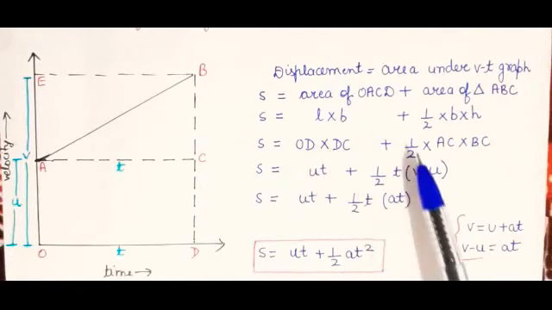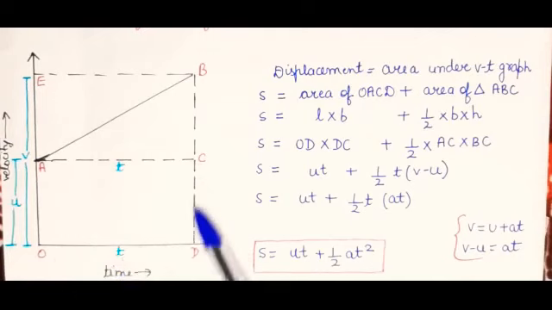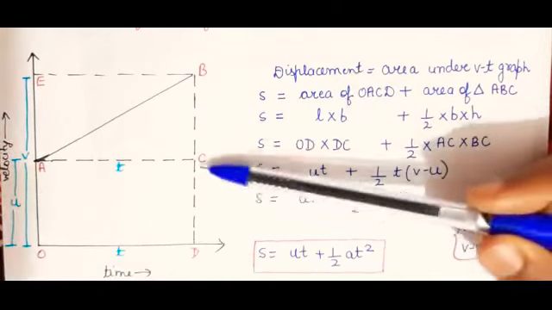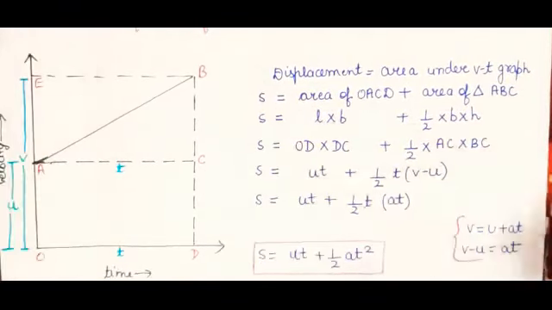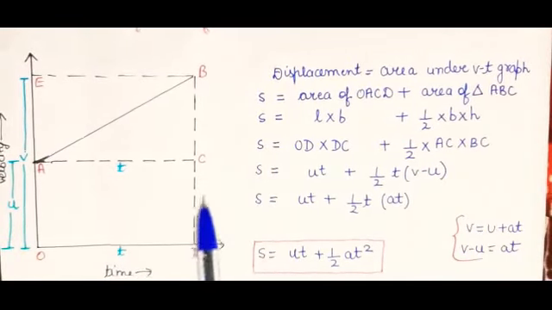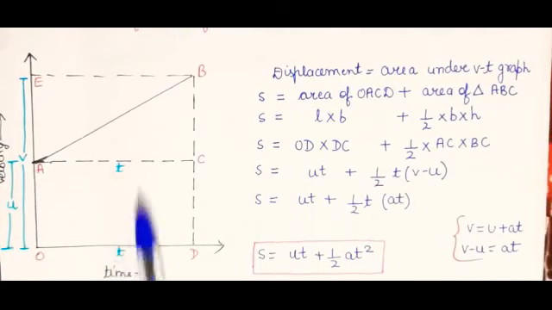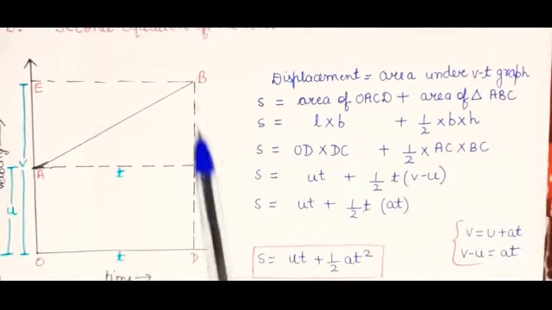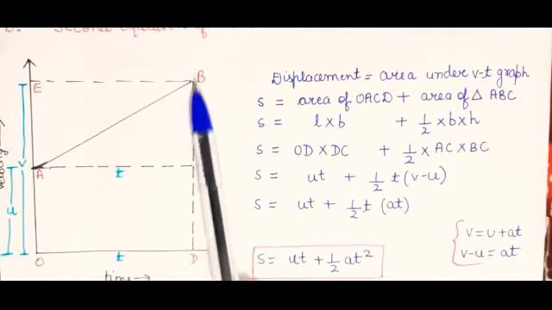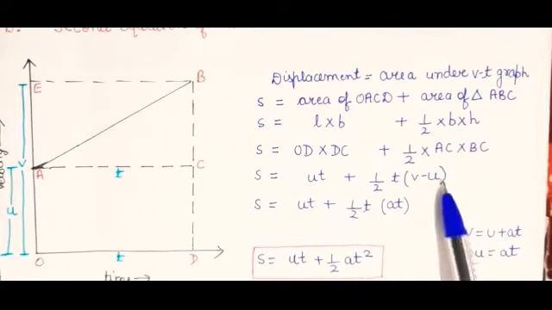So OD into DC plus half into AC into BC. Now this OD is equal to T, and DC is equal to U. This much part is U, and this total part, this BD, that is V. So T into U, UT, plus half into, what is AC? AC is the same T, half into T into height. What is height? Height is BC. What is the value of BC? We calculated in the first lecture also. V minus U. So UT plus half into T into V minus U.